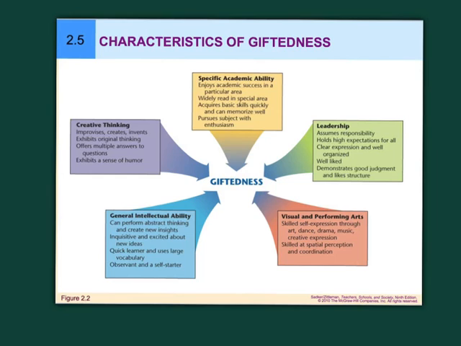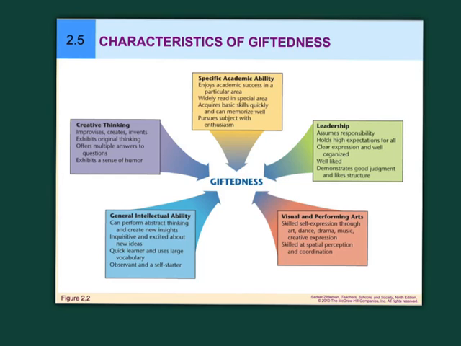Gifted children generally have really, really high leadership qualities. They assume responsibility. They hold high expectations for all. They're well-liked. They demonstrate good judgment. And then general intellectual ability, they can usually, abstract thinking is not a problem. They can create new insights. They're a quick learner. They're observant. They're excited about new ideas, very inquisitive. Visual and performing arts, they're usually skilled at self-expression through many of these performing arts. And they're particularly skilled at spatial perception and coordination.